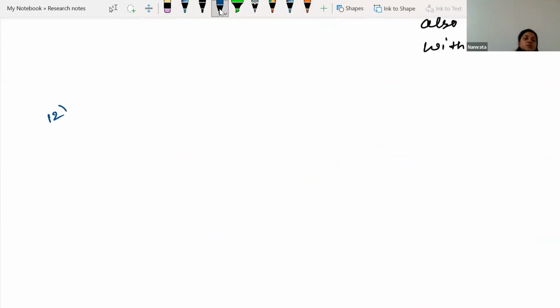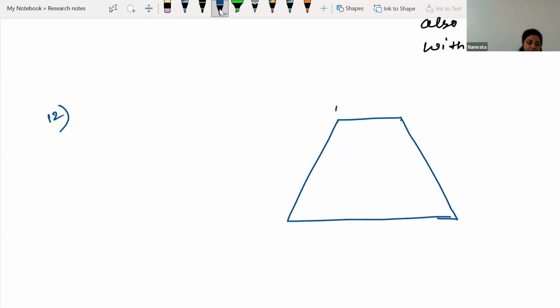Now the last question, that is question number 12. Here I'm just drawing the figure. Okay, this much of the figure is already given. It says that ABCD is a trapezium. What is the property of a trapezium? Opposite sides must be parallel with each other, and those opposite sides are known as the bases of the trapezium. Here one more condition is given, that is AD is equal to BC.